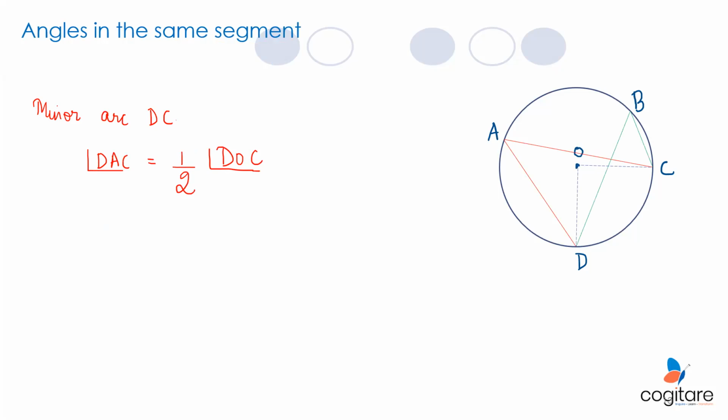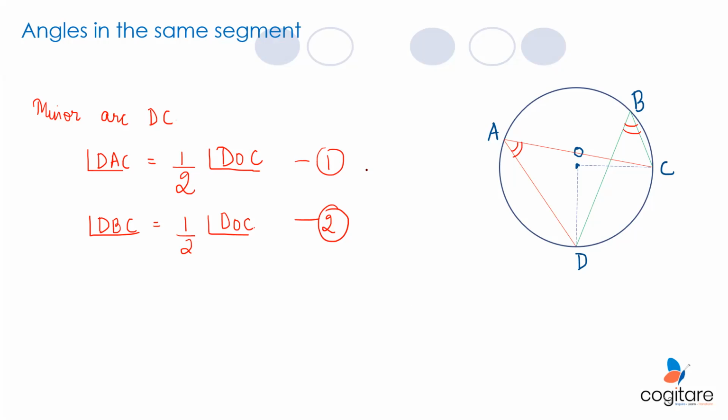Supposing I picked another point B on the circumference, even then this angle DBC is half of angle DOC. So from 1 and 2, it's obvious that these two angles, DAC and DBC, are equal to one another, right? Now, if we have to state this theorem, we can state this in two ways.